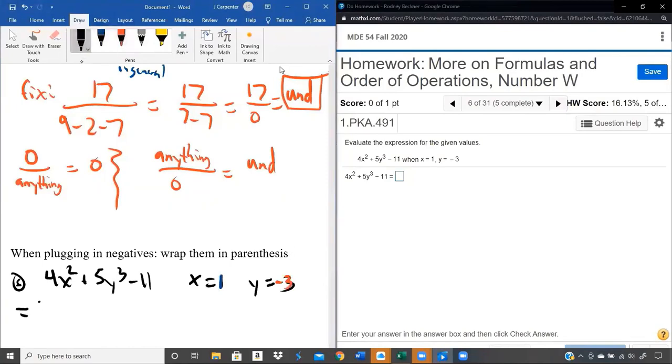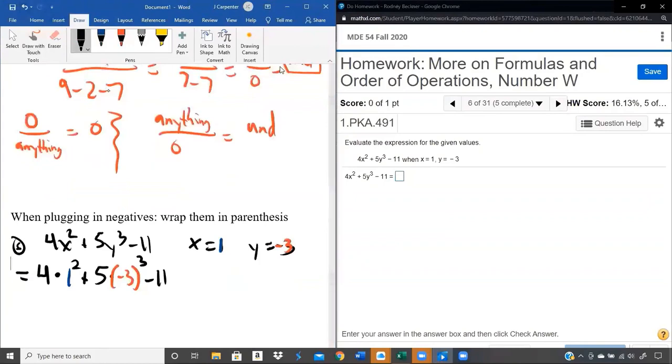So this will be equal to 4 times, now the x is being squared. Because it's positive, I don't have to wrap it in parentheses. So there's my 1. But this y, since it's negative, I don't want to do y and then negative 3 and then cube it like this. That looks weird. That looks wacky, and it can give you wrong answers. You want to make sure you're wrapping your negative 3 in parentheses, then cubing it, then your minus 11.